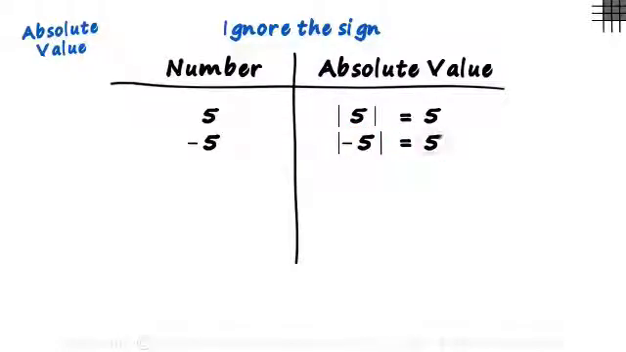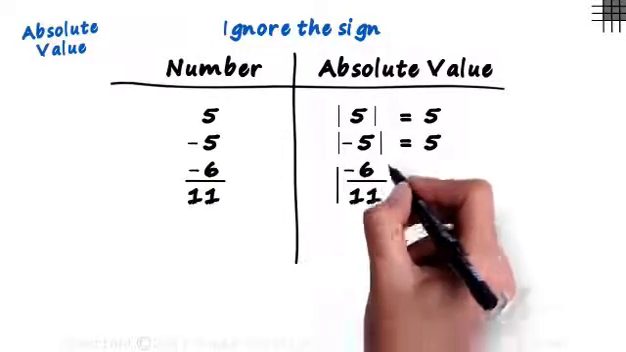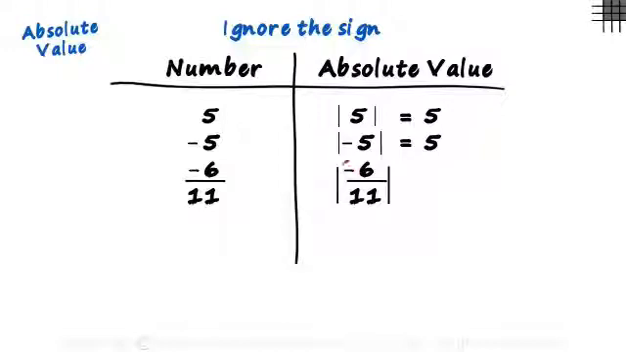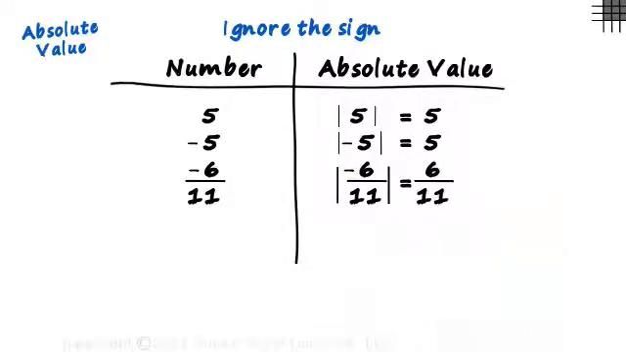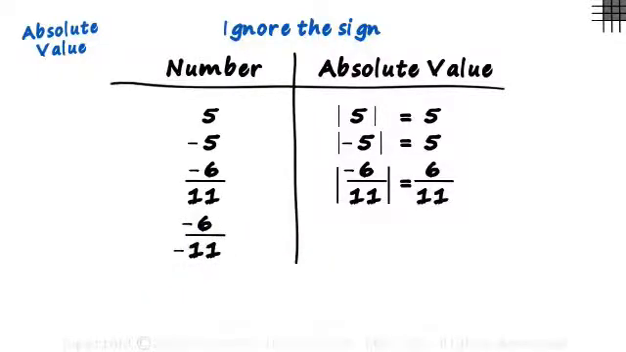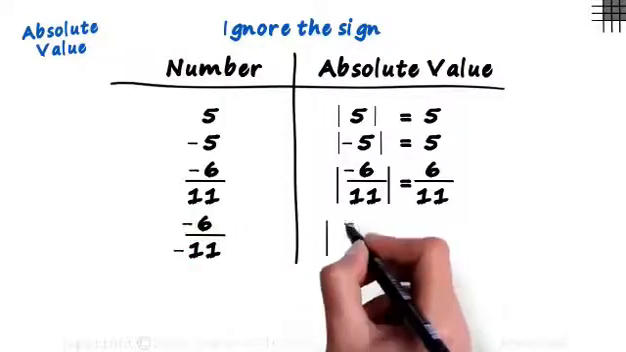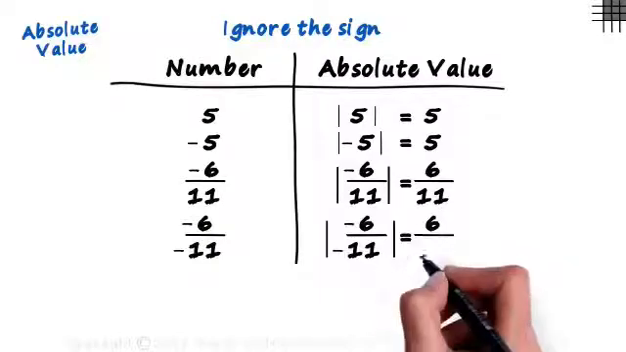What is the absolute value of minus 6 by 11? It's written like this between 2 vertical lines. And what will it be equal to? Yes, we just ignore the sign and write it as 6 by 11. And what will be the absolute value of minus 6 by minus 11? Simple, we just ignore the signs. The absolute value of minus 6 by minus 11 is equal to 6 by 11.